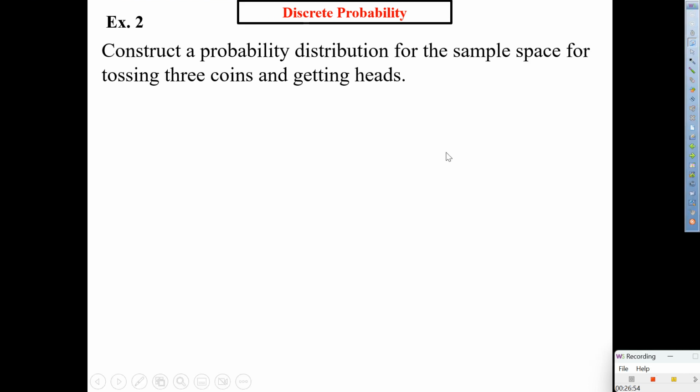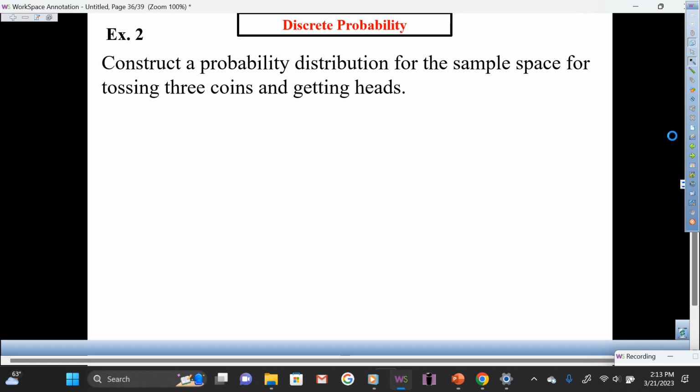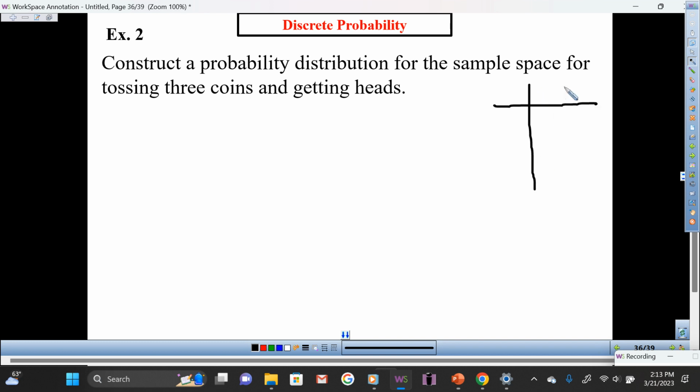Example number 2. Write that down, please. It reads, construct the probability distribution for the sample space for tossing 3 coins and getting heads. Now this one, I think we're going to have to do a list of those to have the frequency and then build our distribution. So let me get you started. Coin 1, coin 2, coin 3.